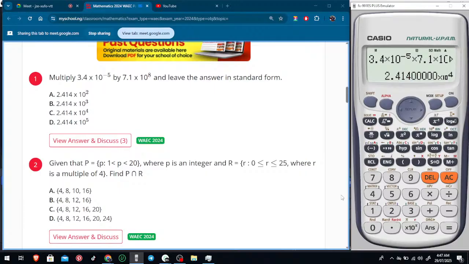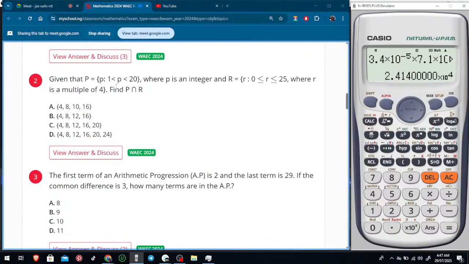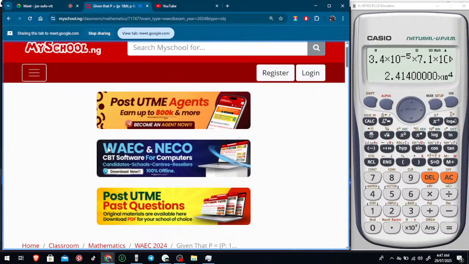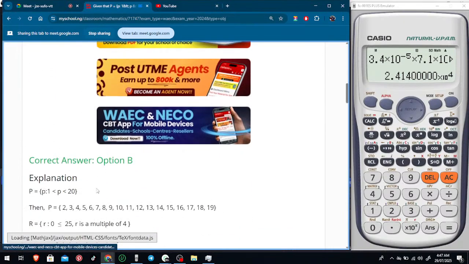Okay, let's go to number 2. Number 2 is talking about intersection of sets. P is an integer in between 1 and 20, and R is also an integer that's a multiple of 4. So we are looking for multiples of 4 in between 1 and 20. 10 is not a multiple of 4, so it is B. You can look at the answers right here and click on the answers. So the correct answer is option B.